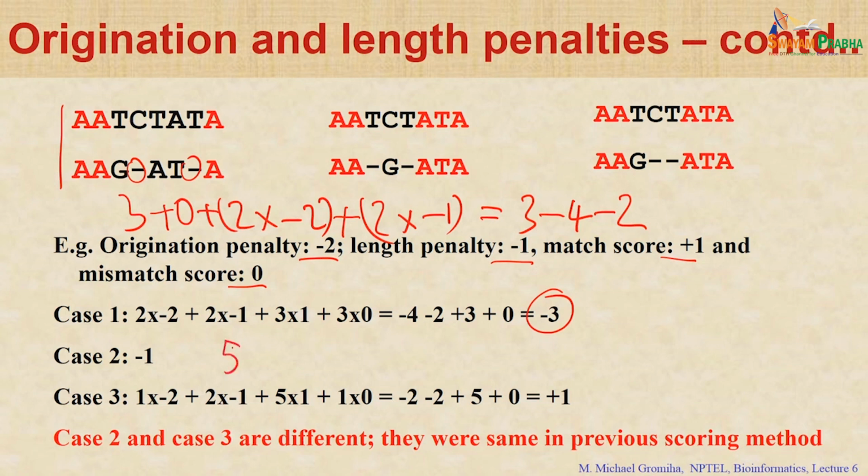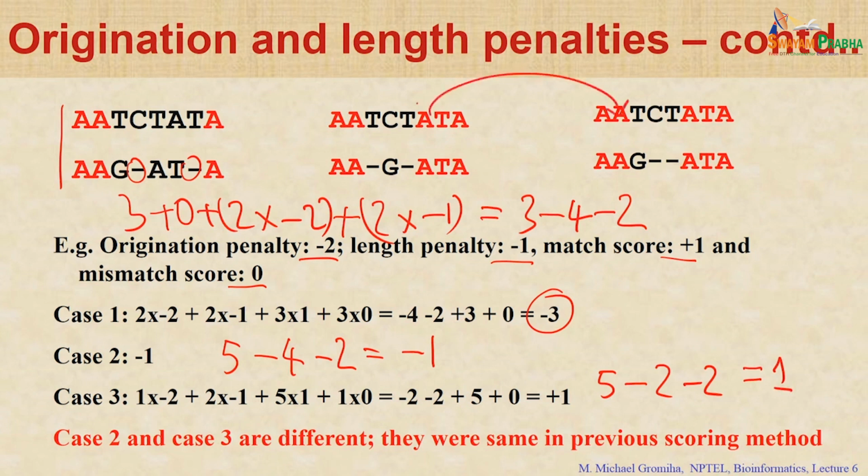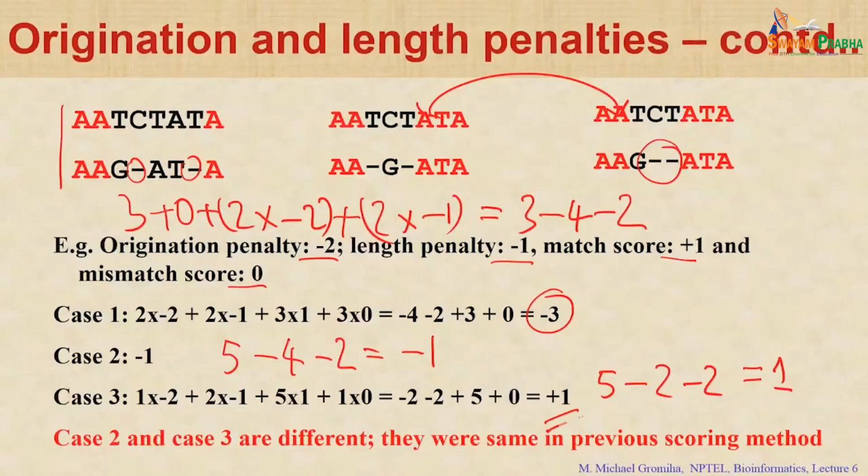5 plus 0 minus 4 minus 2, right, fine, this is equal to minus 1. If we take the last one, here 5 minus 2 minus 2, correct, this is equal to 1. So if you compare these two alignments, here we introduce a gap only once, here we introduce it twice. As per selection by nature, this will prefer this alignment over this one, because we insert two times here. So here we have the better score than the other one.